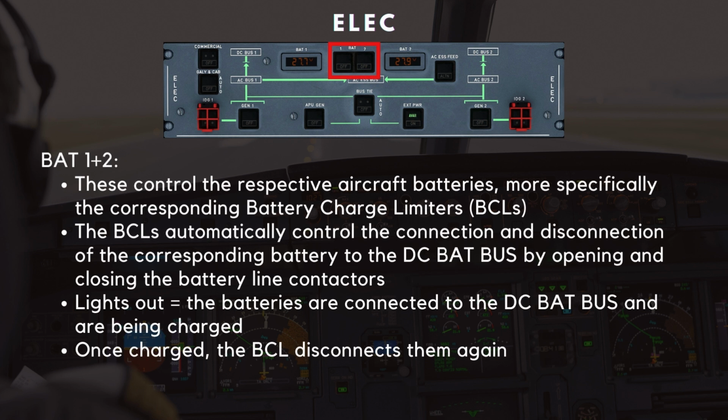The BAT1 and BAT2 push buttons are next. These control the respective aircraft batteries, more specifically the corresponding battery charge limiters. The battery charge limiters automatically control the connection and disconnection of the corresponding battery to the DC BAT bus by opening and closing the battery line contactors. In the normal lights out position, the batteries are connected to the DC BAT bus and are being charged. Once charged, the battery charge limiter disconnects them again.